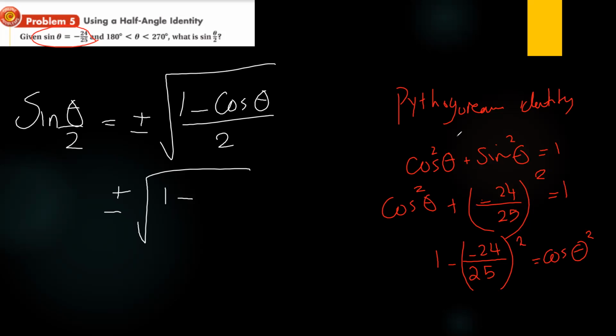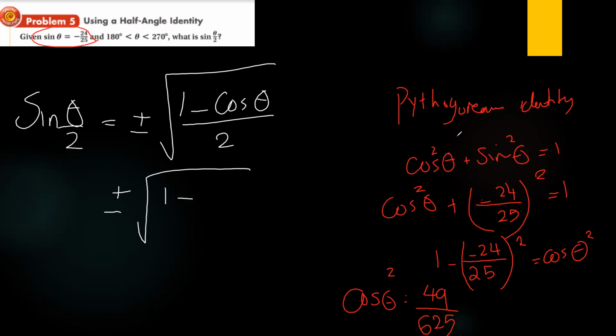24 over 25 squared. So 1 minus this answer will be 49 over 625. Do you know what I did here? I squared 24 over 25. Then the answer I subtract from 1. I get 49 over 625. Is it clear?